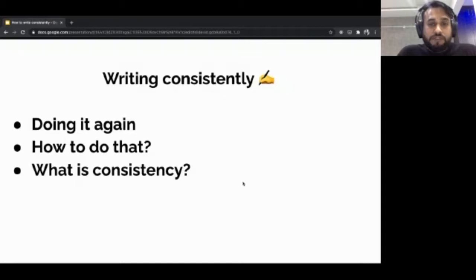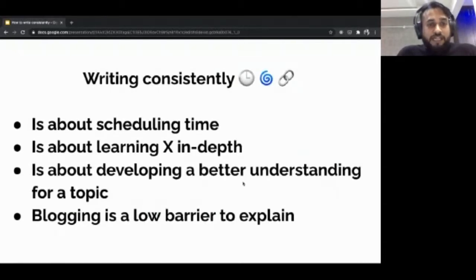So, how do we tackle the process of writing consistently? One thing that I start with is scheduling your time. You have to take some chunks of time from your routine that you can dedicate to writing your own blog post. Without managing your time, you might encounter issues like not sticking to your routine, not sticking to this new habit for a longer period of time.